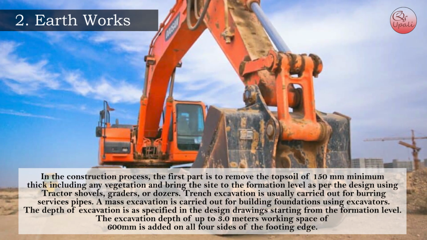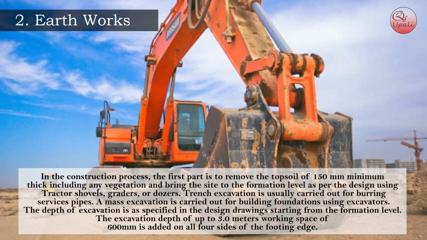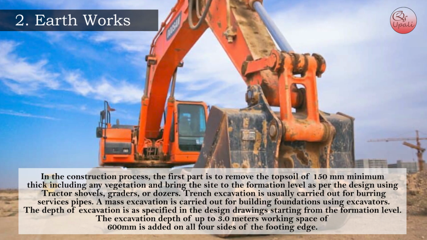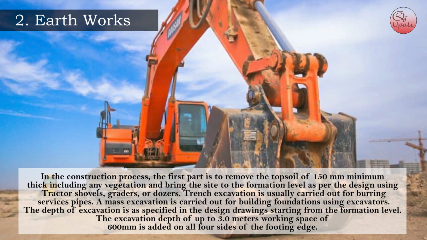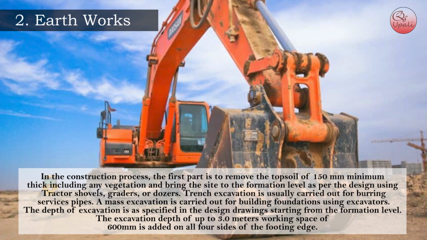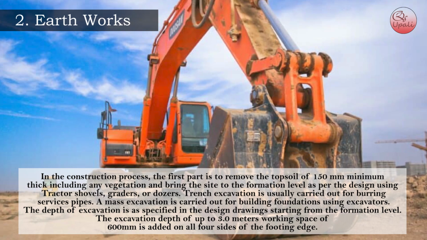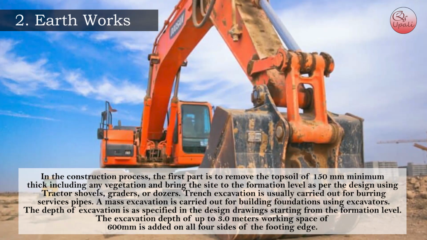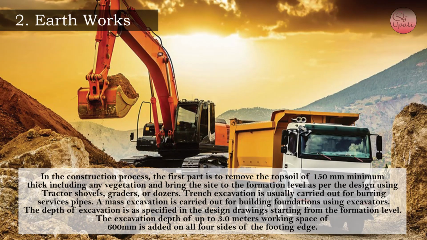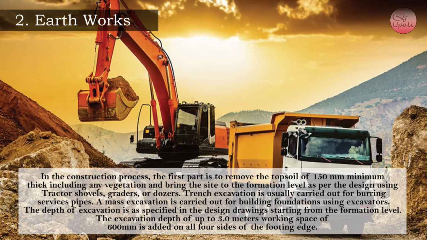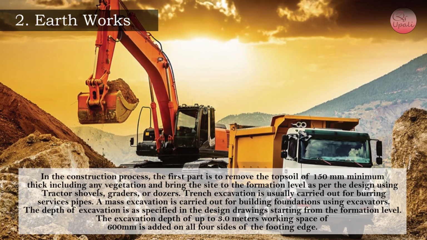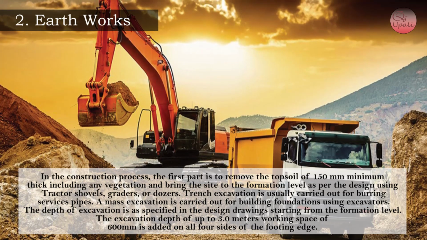4. Earthworks. In the construction process, the first part is to remove the topsoil of 150 mm minimum thick, including any vegetation, and bring the site to the formation level as per the design using tractor shovels, graders or dozers. Trench excavation is usually carried out for burying services pipes. A mass excavation is carried out for building foundations using excavators. The depth of excavation is as specified in the design drawings starting from the formation level.